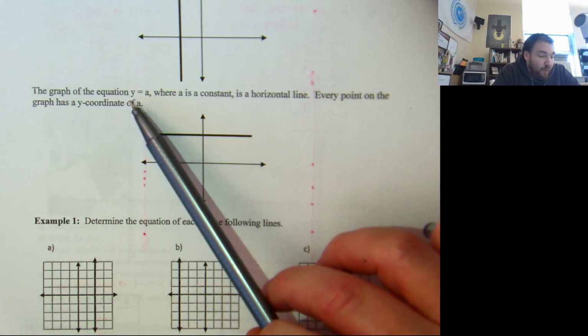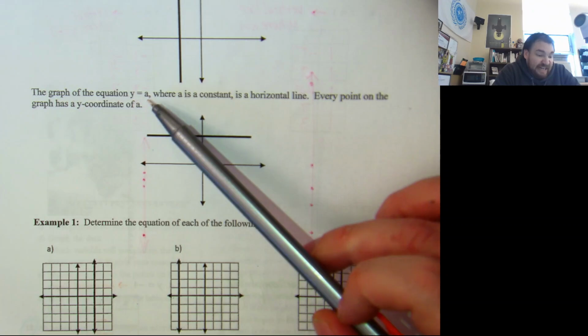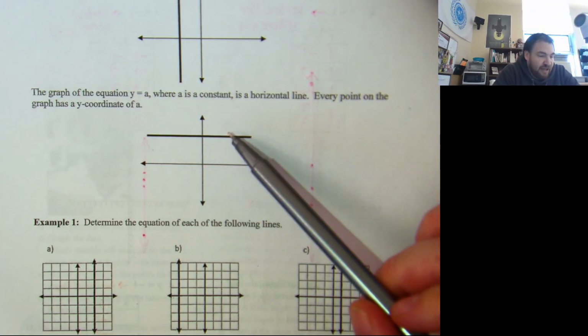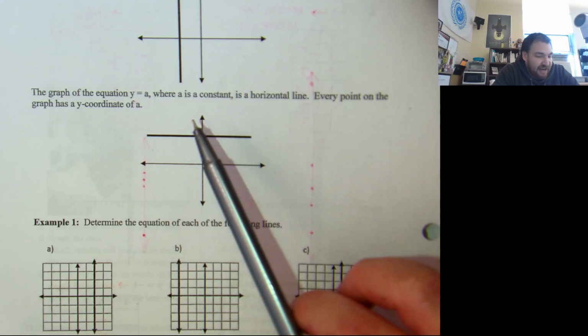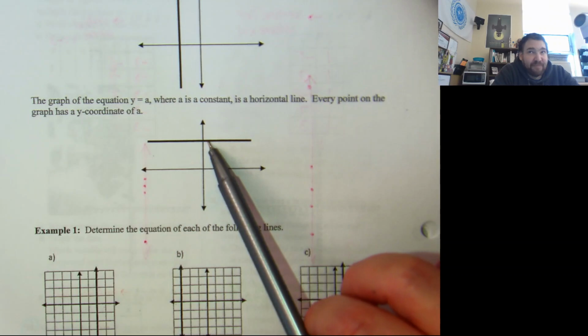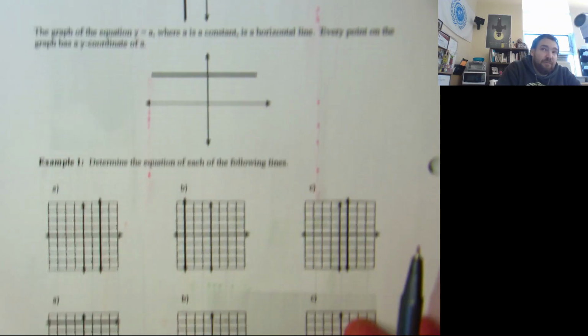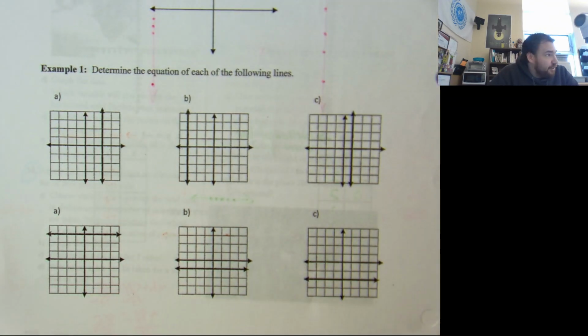Likewise, the equation Y equals A, where A is just some number, any number, will always be a horizontal line, and every point on that line is going to have the Y coordinate of A. Something like that, for whatever value A is. So, given some of these lines, what are their equations?